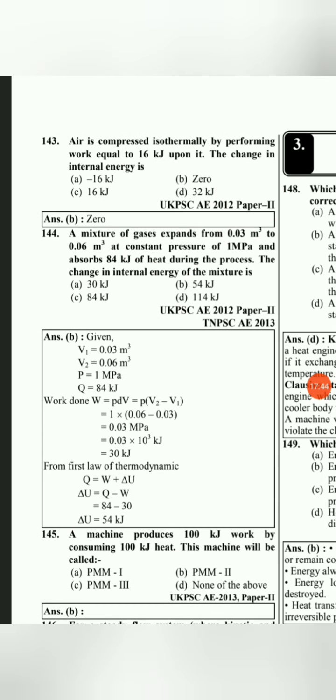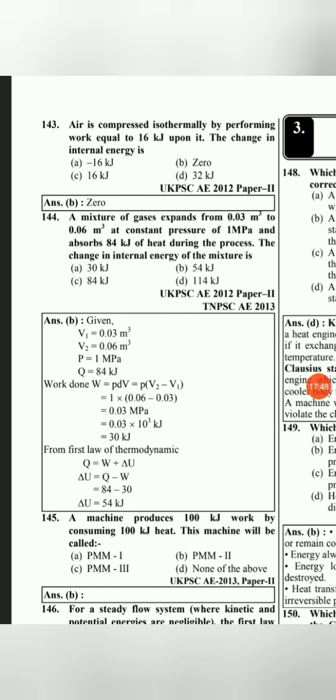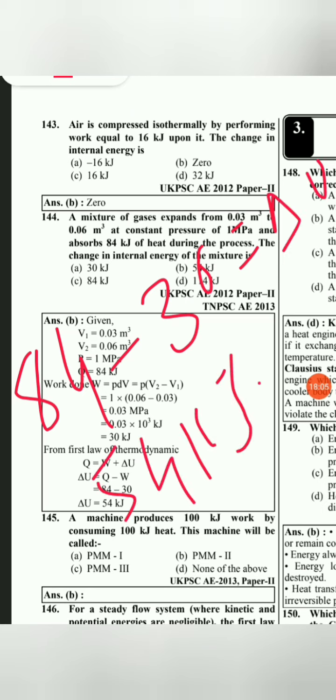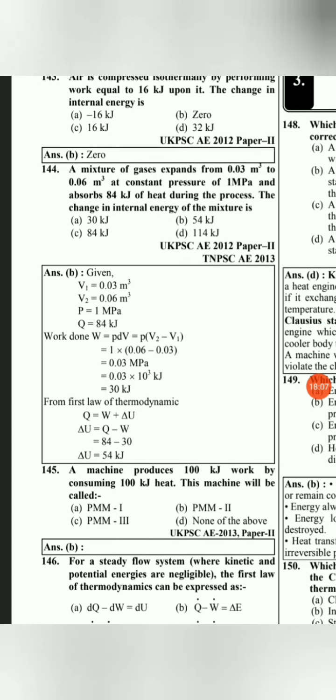Okay. So then next question: we have to find out the change in internal energy. Here, heat absorbed is 84 kilojoule during the process. Work done we already found out to be 30, so heat absorbed is positive, 84 minus 30, that will give us delta U, and it comes out to be 54 kilojoule. So here option B will be the right answer.